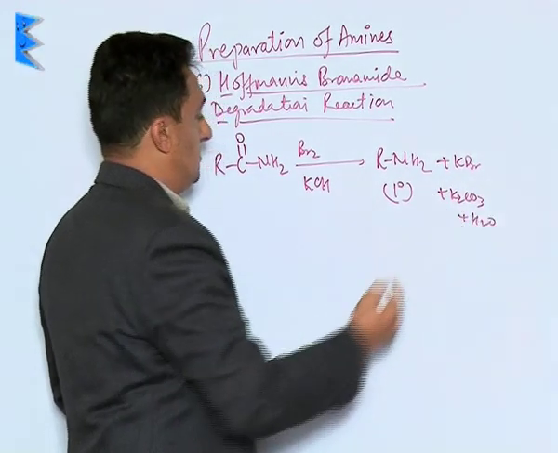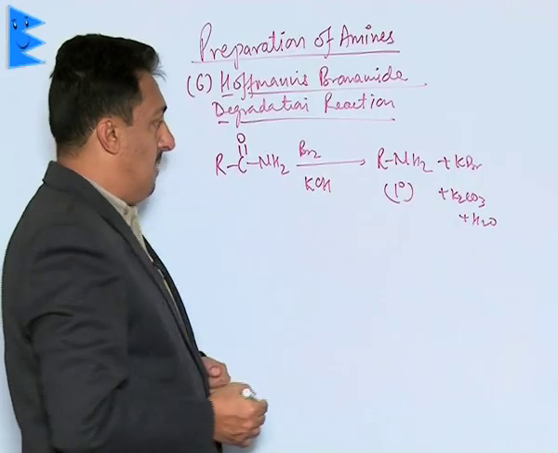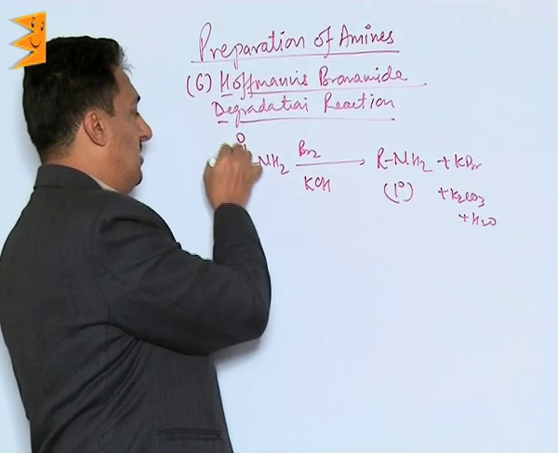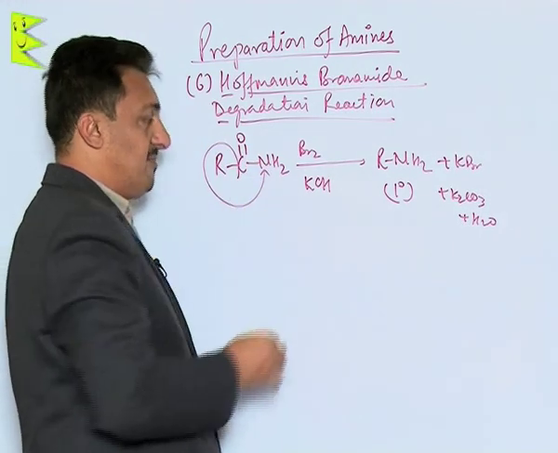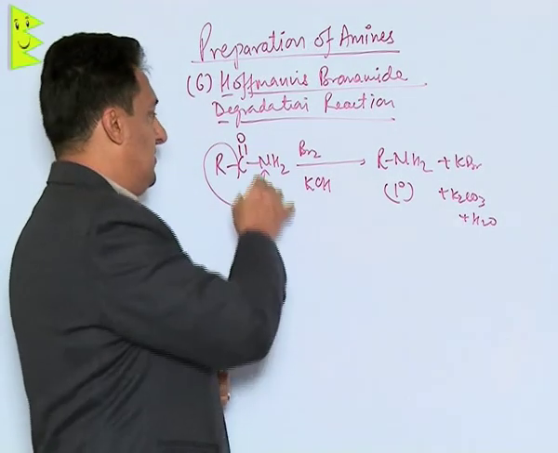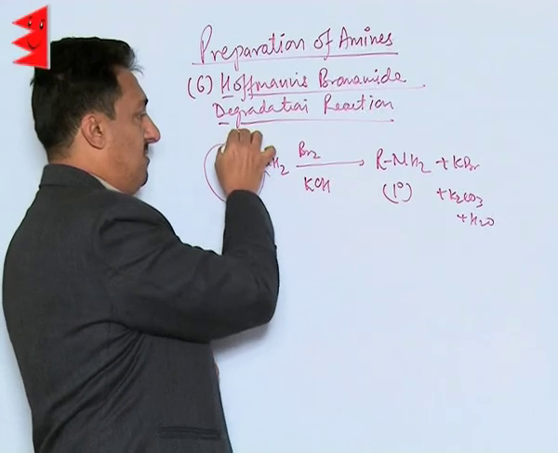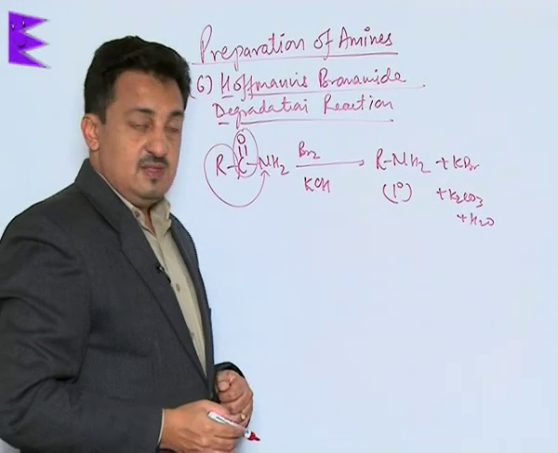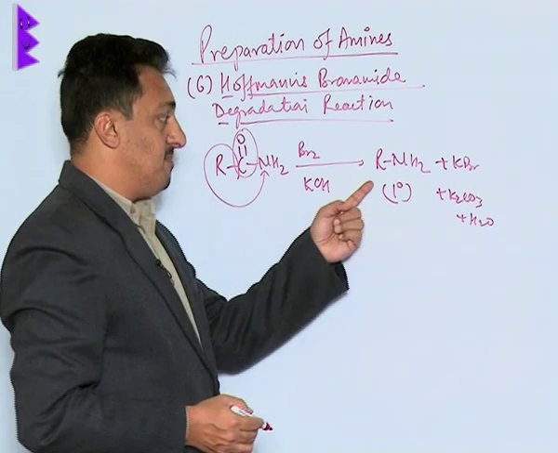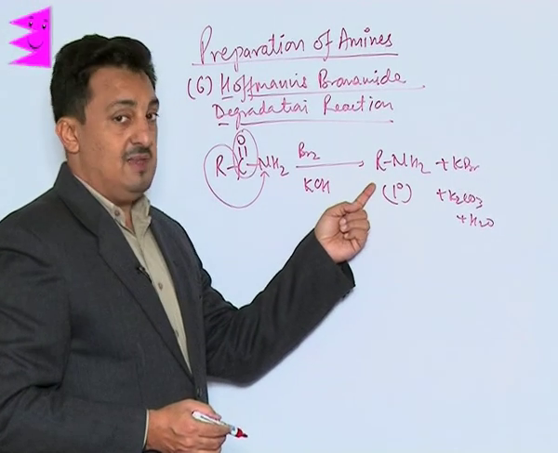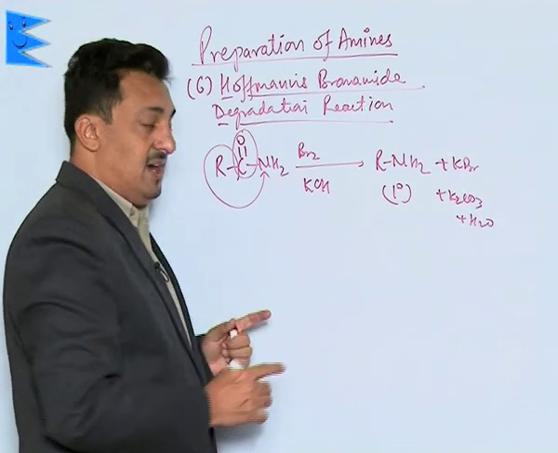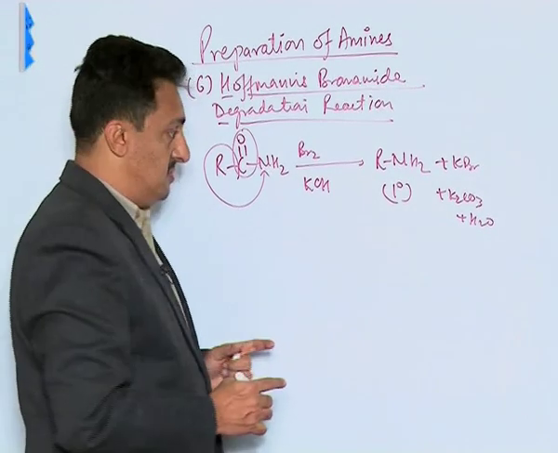K2CO3 plus H2O. Now what happens in this case is the migration of the R group from carbonyl to nitrogen takes place. That is how this carbonyl group is lost as carbonate. Therefore, the product primary amine has one carbon less than the reactant. Very, very important reaction from the conversion point of view.